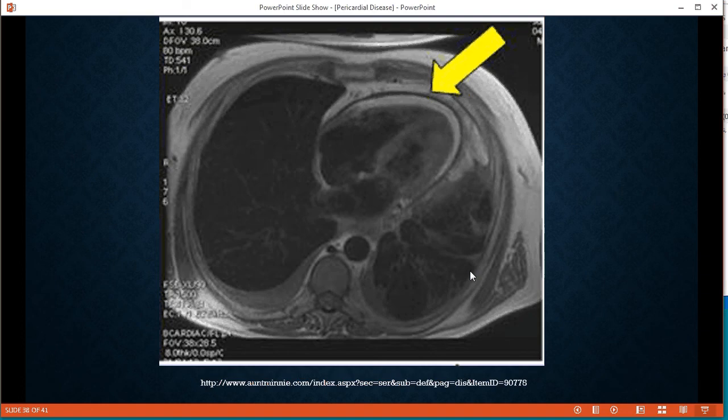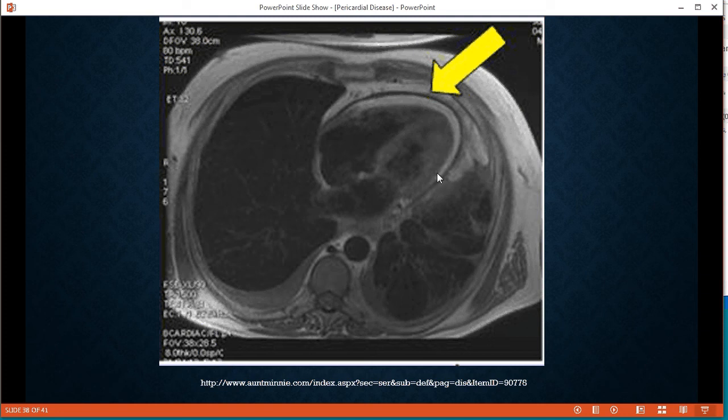Okay, so this is an MRI where you can actually see evidence of pericardial thickening that's occurring along this wall. I just wanted to show you what pericardial thickening can look like.